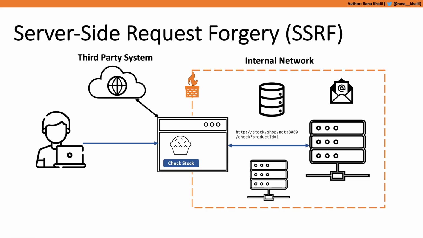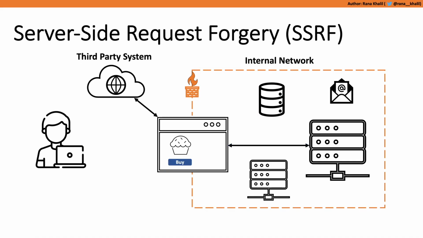So in this scenario, the service that is responsible for checking if an item is in stock is called stock.shop.net, and it's hosted on port 8080. And it takes in a parameter called productID that identifies the ID of the product that you want to check. Now, once the service obtains the request, it checks if an item is in stock and sends back a response to the application, which in this case is that there's 58 cupcakes left in the inventory. Alright, that's the first use case of the application.